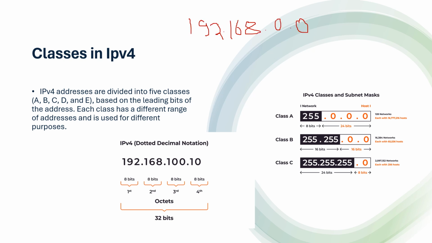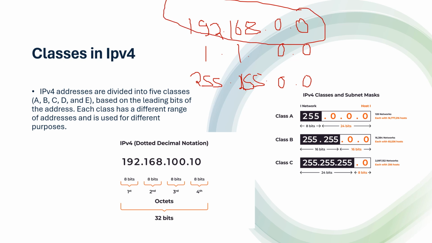Suppose this is a network address provided by IANA to a router. This is the default mask in the form of binary, and this is the default mask in the form of decimal. This address is given to a router as a network address by IANA.